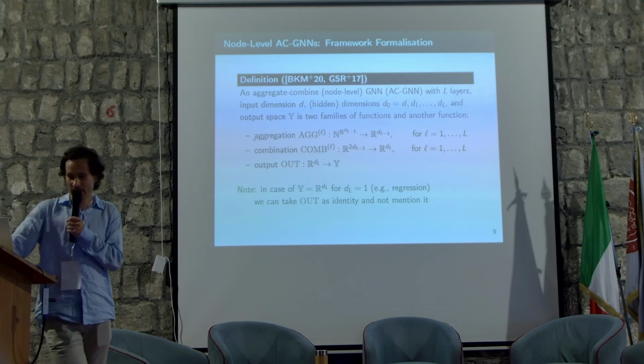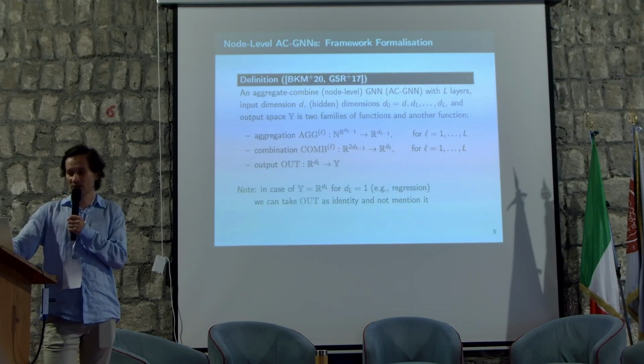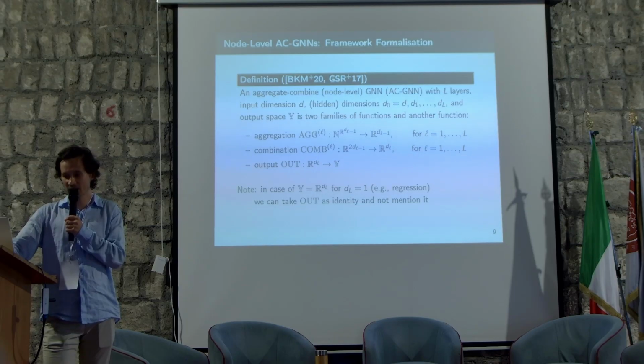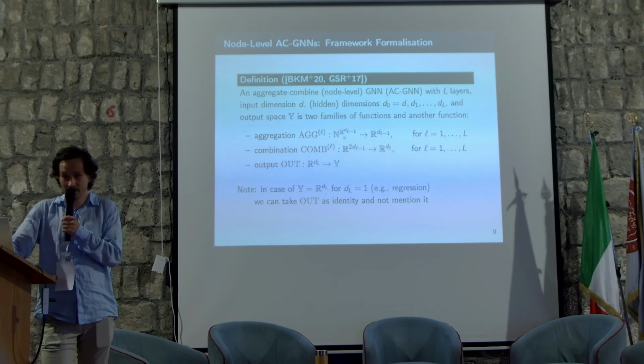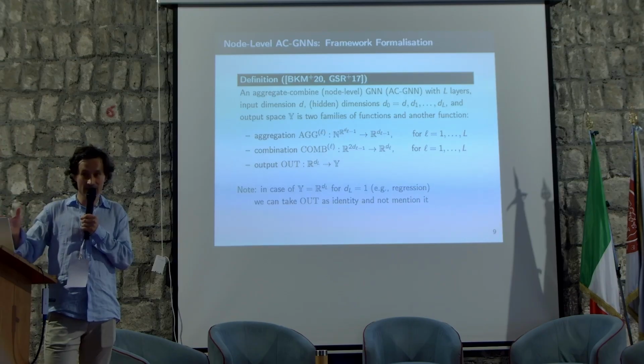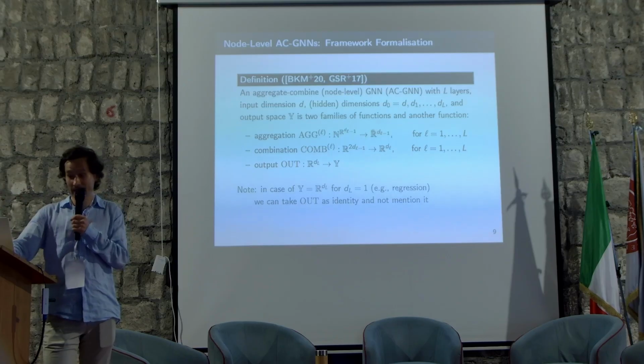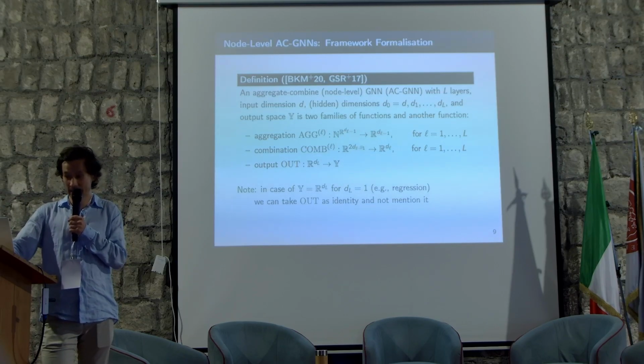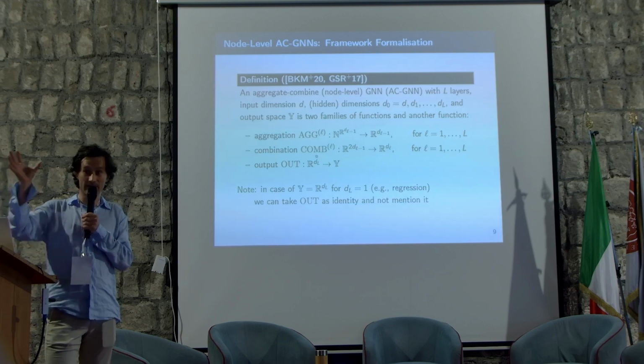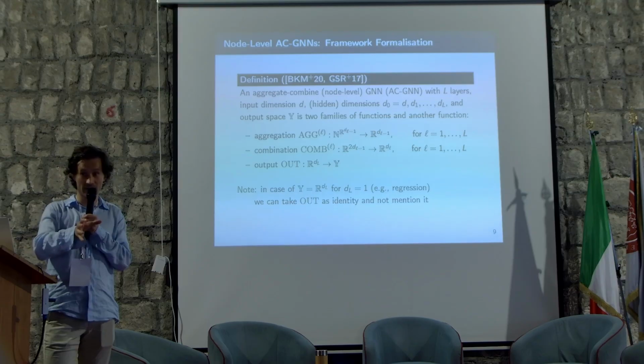So if we want to formalize it, a GNN is basically a bunch of functions. It has several layers, a fixed number of layers, L, and for each layer, we have an aggregation function and a combination function. Finally, we have an output function at the end. The aggregation function takes the multi-set of vectors from the neighbors and aggregates them to one single vector. Then, having the resulting vector, the combination function combines this aggregation with the value on the previous layer for the node itself.